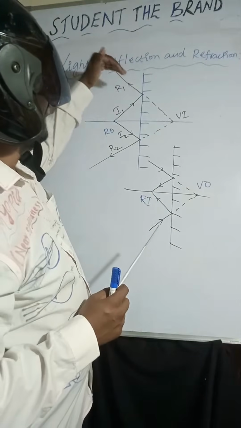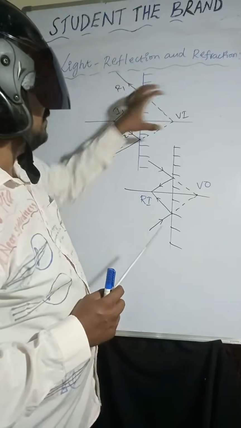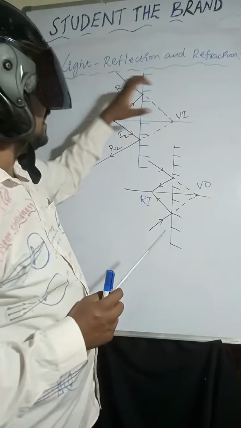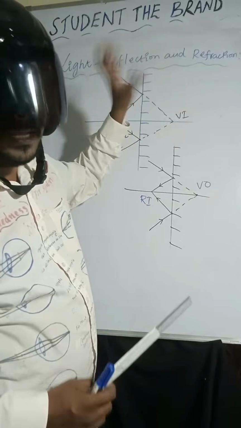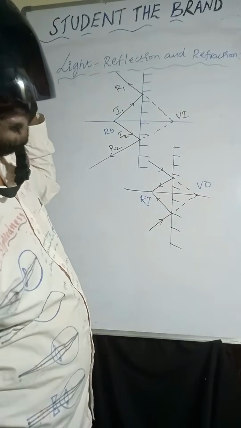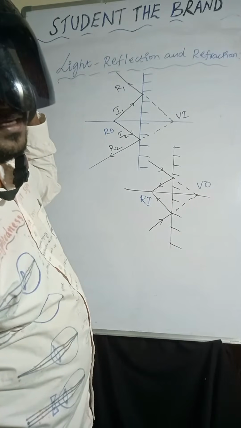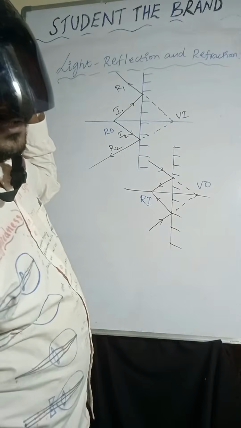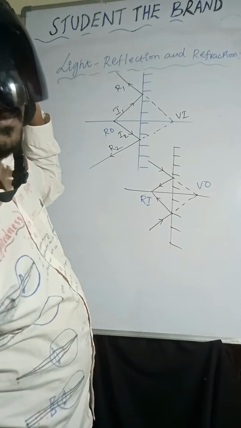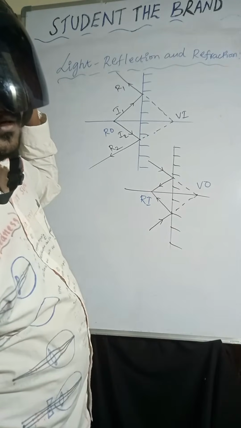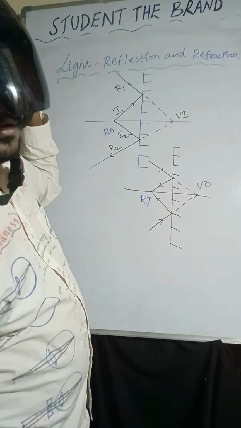But here, extended reflected light rays are meeting. That is a virtual image. Extended reflected light rays are meeting, that's why that is a virtual image. Here you can observe.